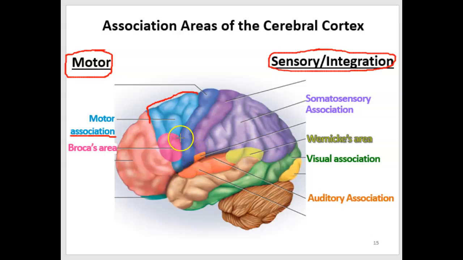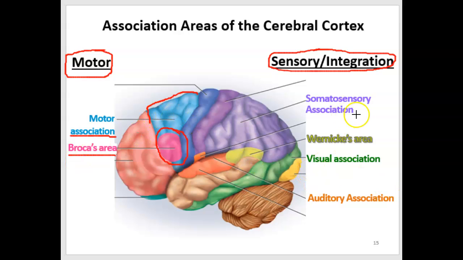This motor association area also includes a really specific region known as Broca's area. It's named after a scientist who discovered that this is where the plans for producing speech, how your tongue and lips move to produce speech, this is where the motor signals originate.